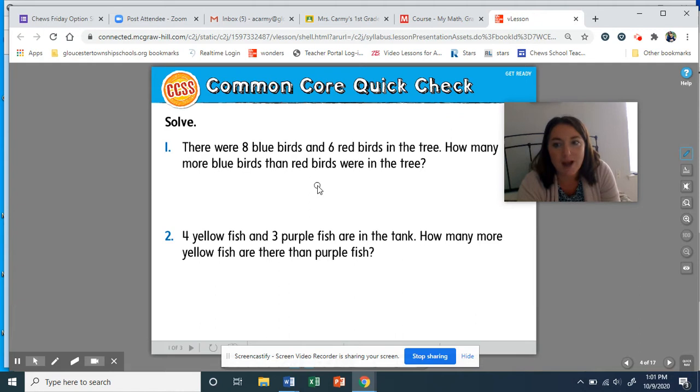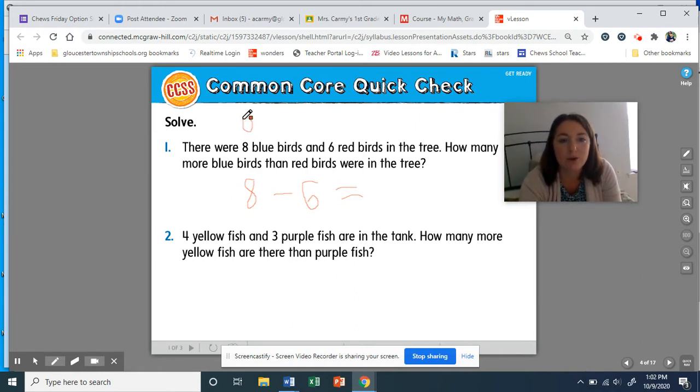So when we subtract, we always start with the highest number. So I know I have 8. I'll use my pen over here. I have 8 bluebirds minus 6 redbirds, okay? And now I'm going to figure out what that equals. So 8 minus 6, I can always draw a picture, I can use counters for this problem. So what I'm going to do is draw a picture.